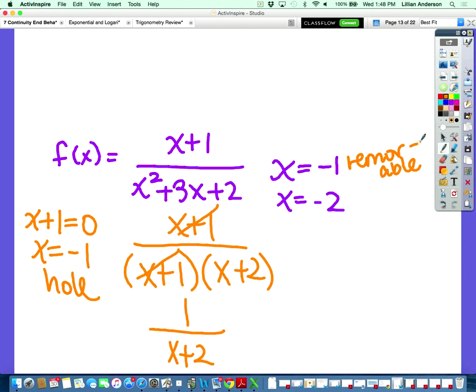What about -2? If I plug in -2, yeah, 0. What will I get? Which is undefined. Does that exist? No. So this is also discontinuous at -2, and what type of discontinuity do you have?